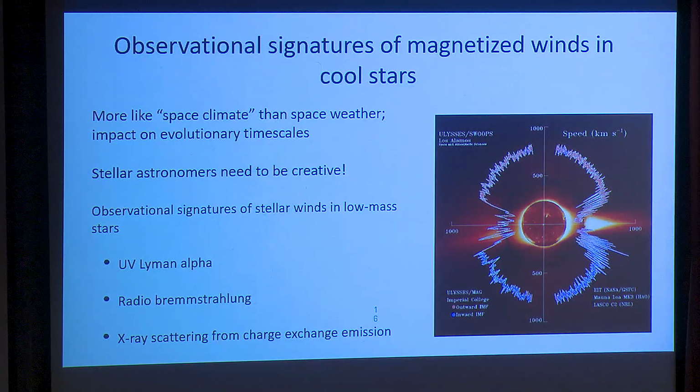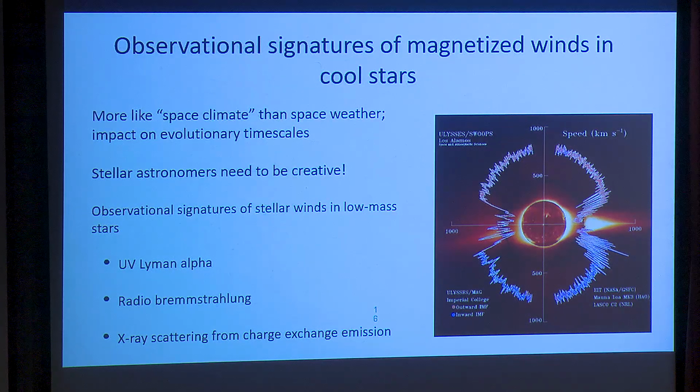All right, so now I'm going to go on to observational signatures of magnetized winds. I think this is like the third or fourth time we've seen this particular image, so I don't need to explain it. Thinking about winds, it's more like space climate, I thought, than space weather, right? Space weather changes on a day-to-day timescale. Climate is something that's broader, changes more slowly. Your space climate will be different if you're in Hawaii compared to California, compared to Maryland.